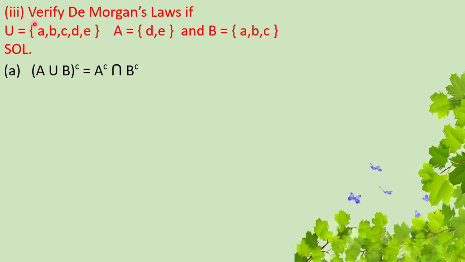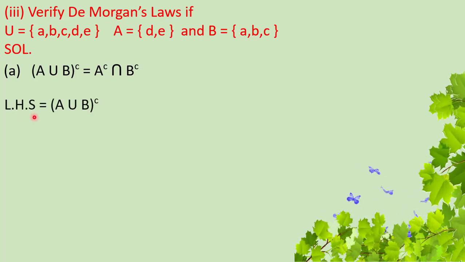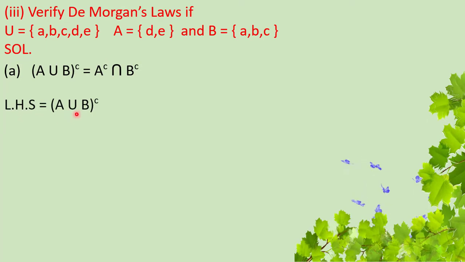Here in this question, we have to verify De Morgan's laws. If universal set contains elements A, B, C, D, E, set A contains elements D, E, and B contains elements A, B, C. Left hand side is given over here as, firstly we will find A union B, after that we will take complement of A union B.